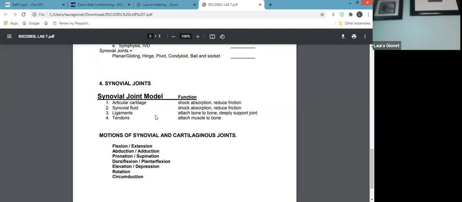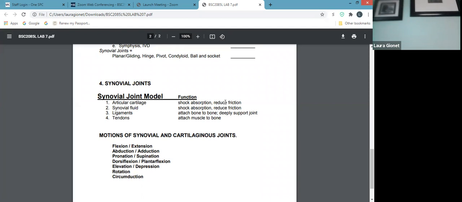So the articular cartilage I provided for you functionally, as well as the synovial membrane and the synovial fluid, they function as shock absorbers and reduce friction. Both of them do. Ligaments attach bone to bone, right? It's the deepest level of joint support, and tendons attach muscle to bone.